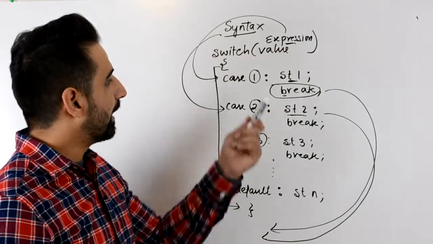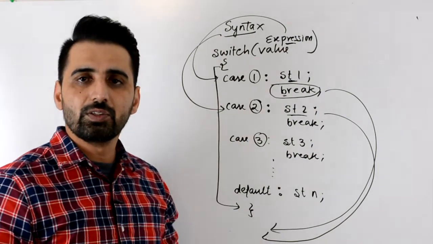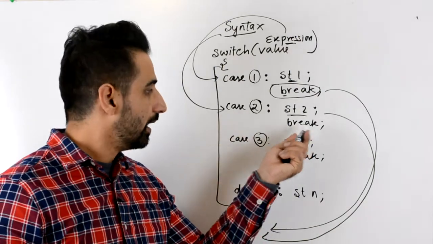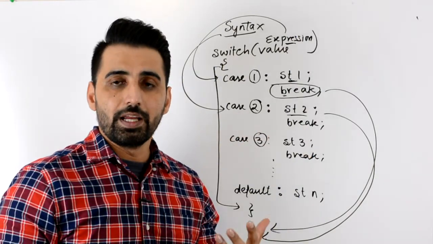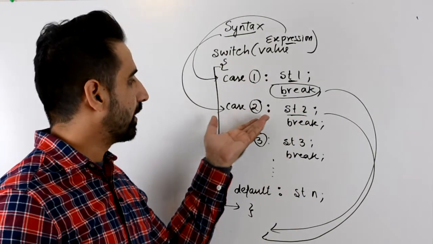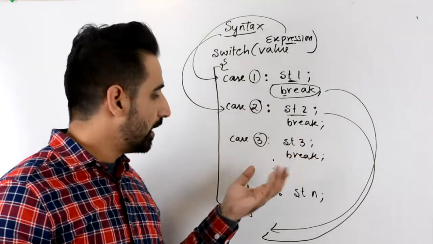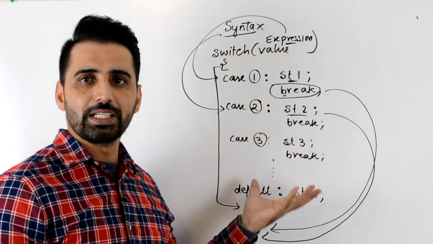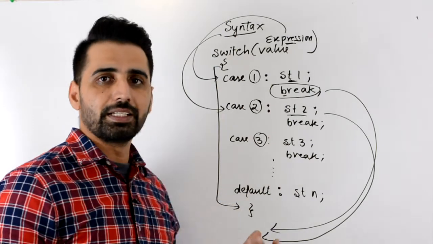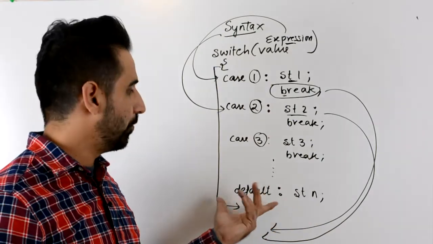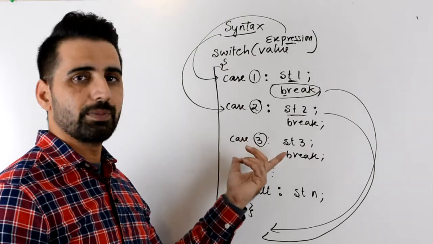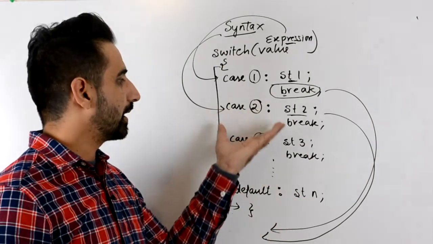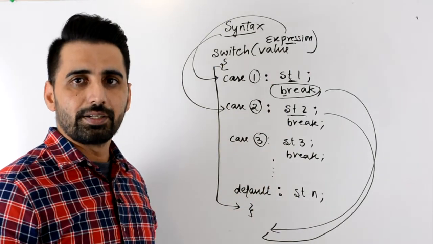So if case 1 matches, then statement 1 will execute. If case 1 doesn't match, then it will check case 2. If it matches, then it will execute statement 2. What if none of the cases match, neither case 1, case 2, nor case 3? Then it will run default. Default is the last statement that we have in a switch. And default is optional. It is not compulsory that we have to use default. If we don't use default and none of the cases match, then nothing will happen. But if we have a default and none of the cases match, then the default will run.